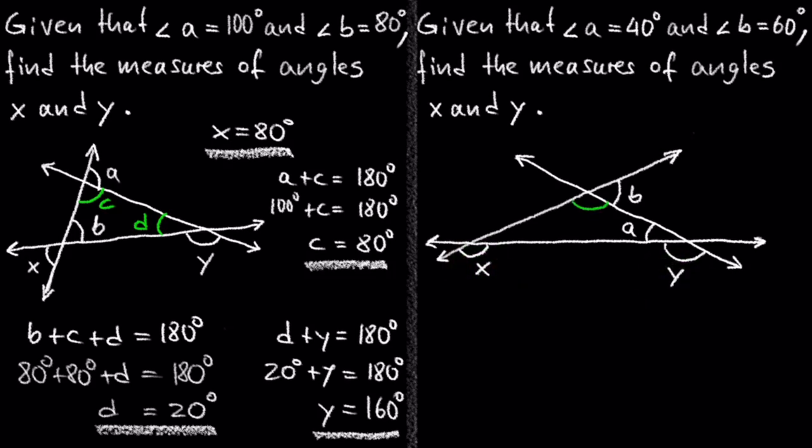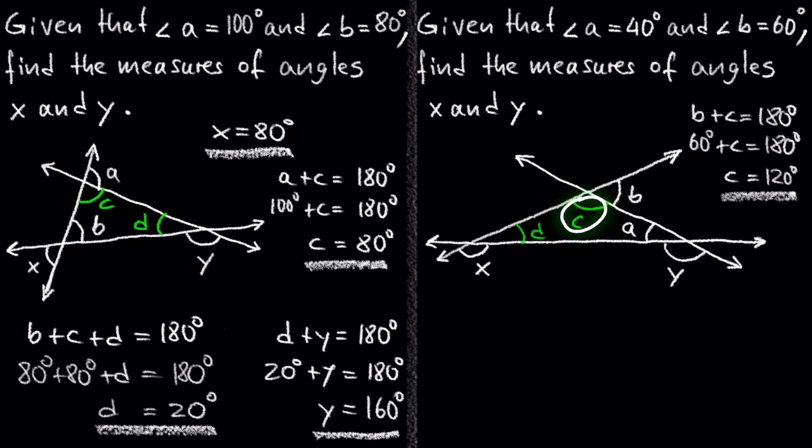Let's call this angle C and this angle D. We see it's always the same. B plus C equals 180 degrees. 60 degrees plus C equals 180 degrees. C equals 120 degrees. The sum of the measures of the interior angles of a triangle is 180 degrees.